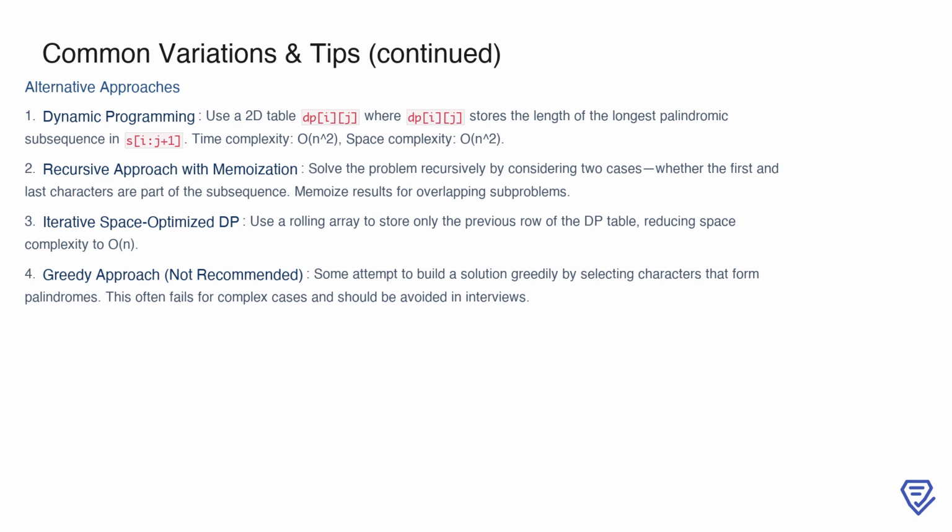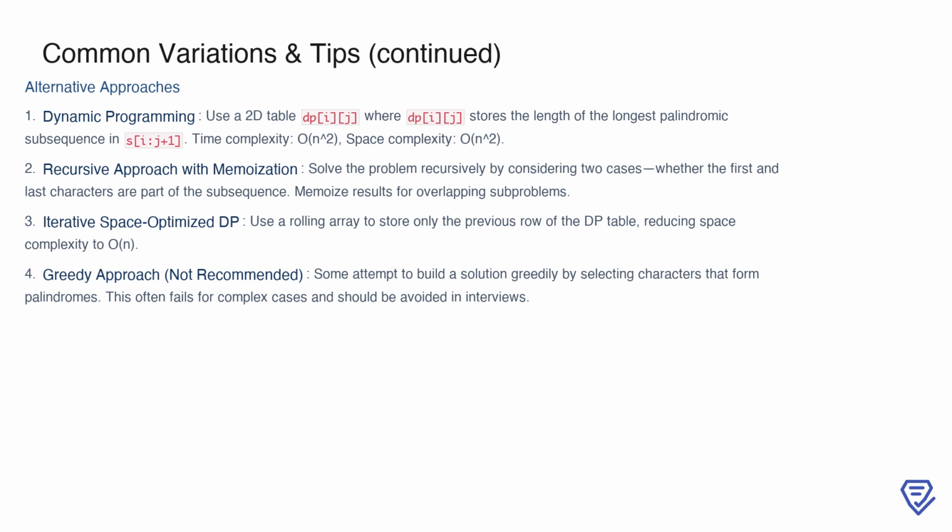The most commonly used method is dynamic programming, where you define a 2D table dp[i][j] to store the length of the longest palindromic subsequence between indices i and j. This has a time complexity of O(n squared), and a space complexity of O(n squared).